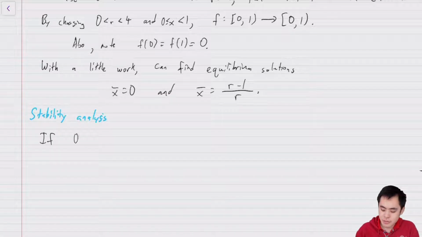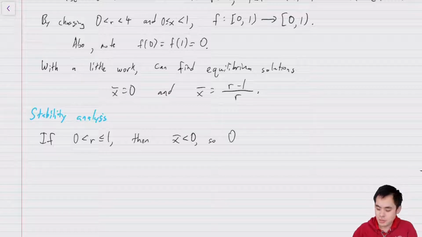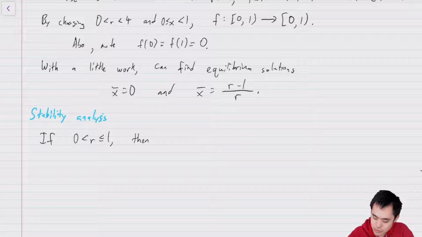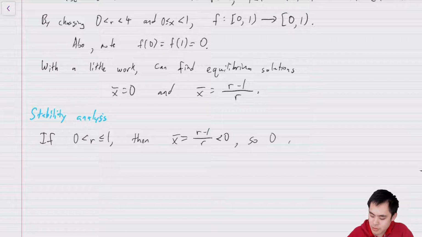So if 0 < r ≤ 1, well, then x̄ = (r - 1)/r is less than 0. So 0 is the only non-negative fixed point.